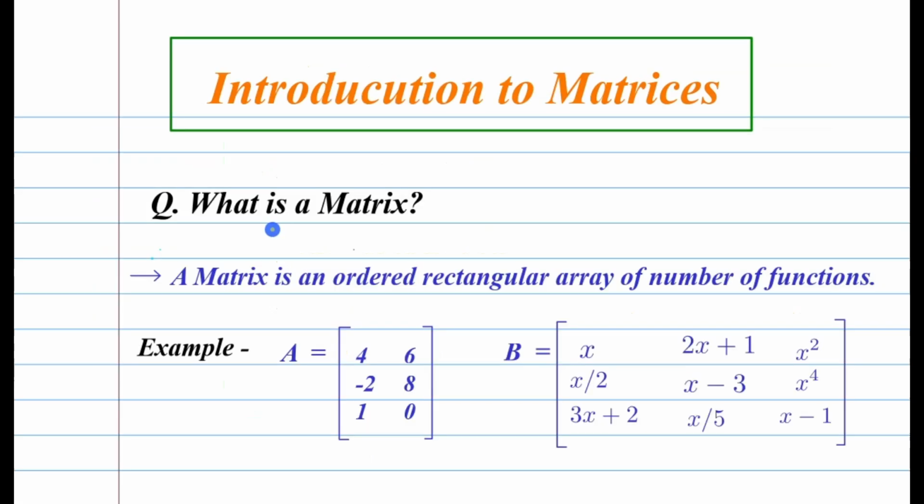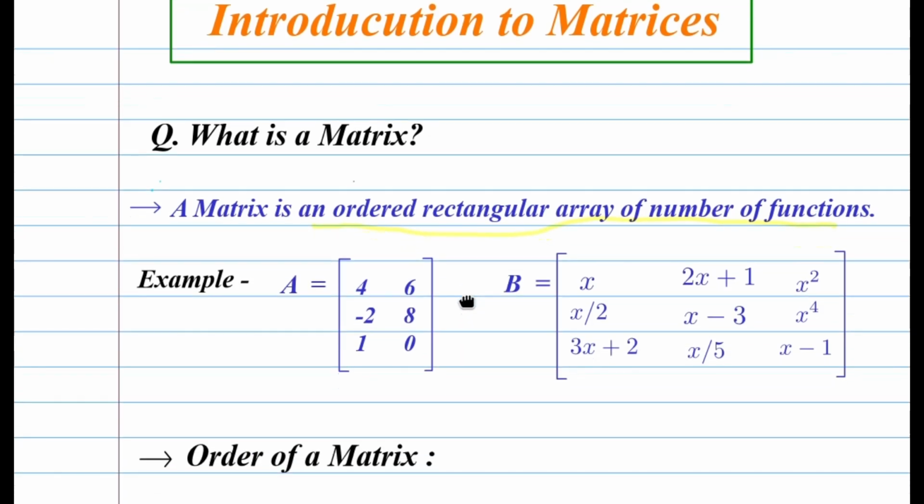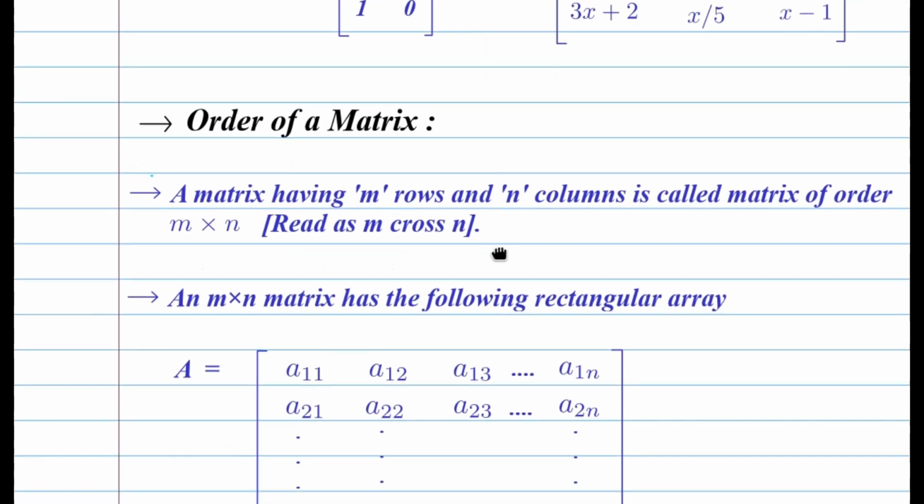So what is a matrix? A matrix is an ordered rectangular array of numbers or functions, or simply a rectangular arrangement of numbers or variables into rows and columns, usually written inside brackets. These are its examples.